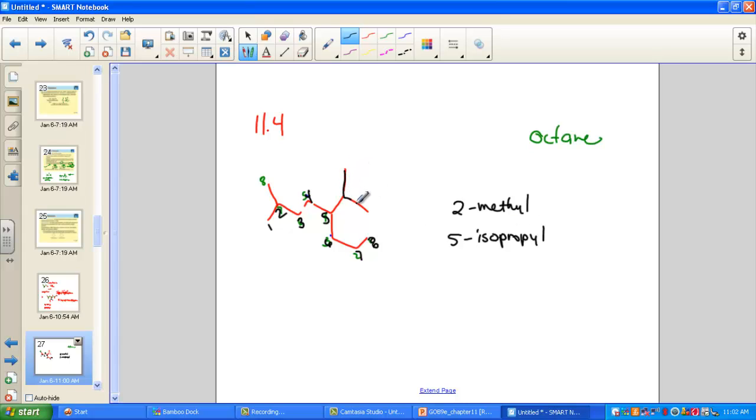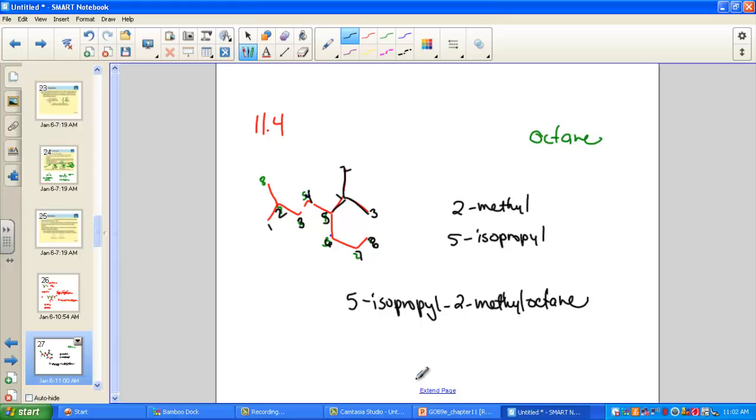Notice how I'm using iso. It's a branch with 3 carbons. 1, 2, 3. The branch with 3 carbons is isopropyl. Think about alphabetizing. Iso gets preference over methyl. 5-isopropyl-2-methyl-octane.